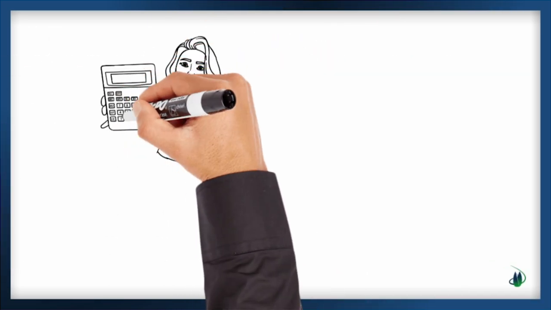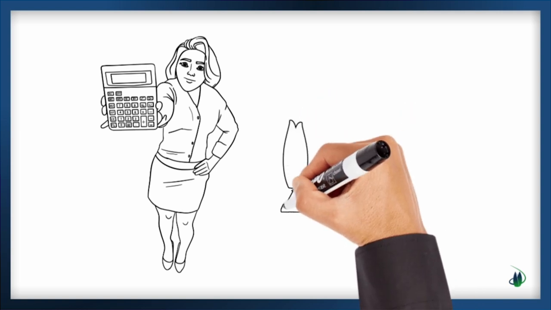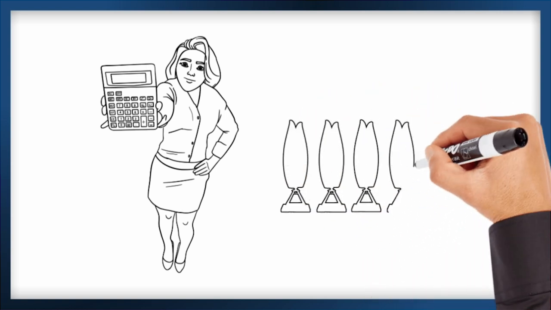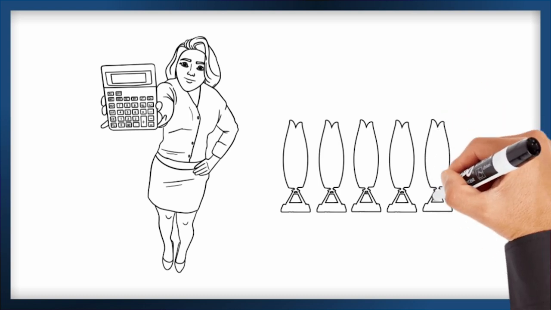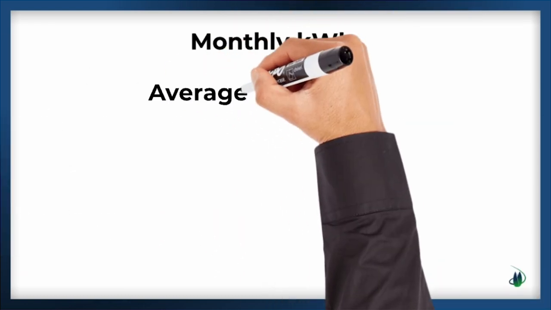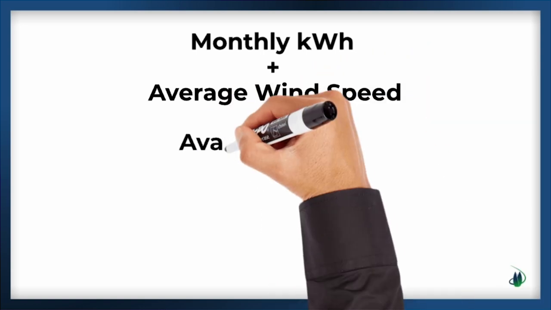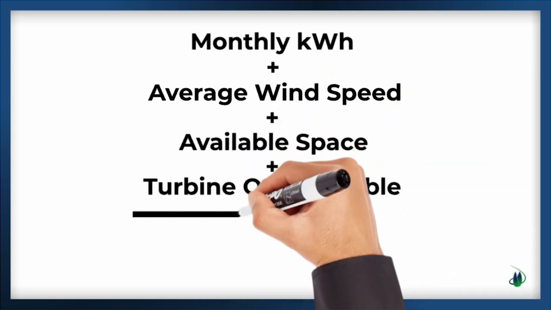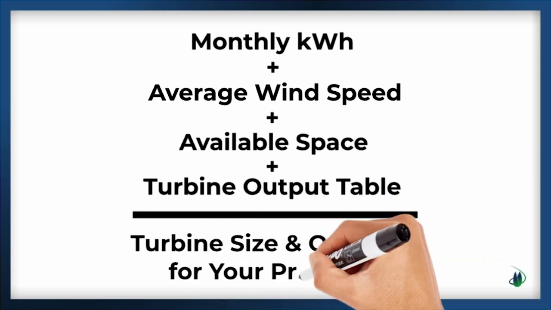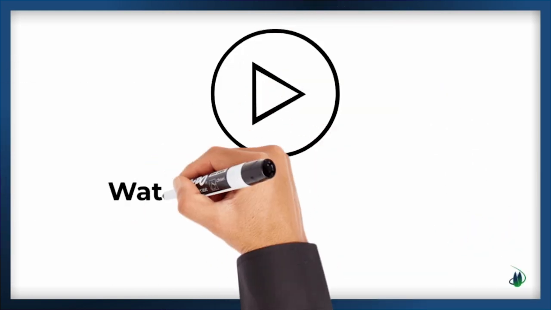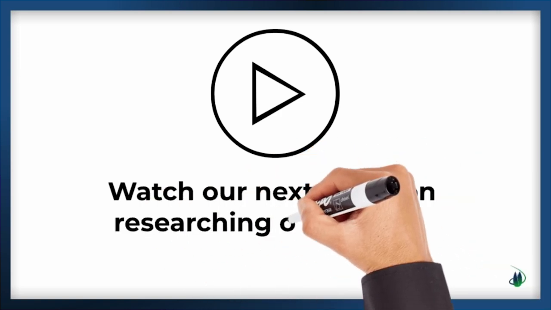Taking all of this into consideration, you can now combine the following pieces of information to determine the appropriate turbine size and quantity to best suit your project's needs. Your monthly kilowatt-hour consumption, the average wind speed in your area, the space you have available, and our table of the output of different turbine sizes according to the number clustered in a bouquet. This leads us to our next video on researching our various turbine models.